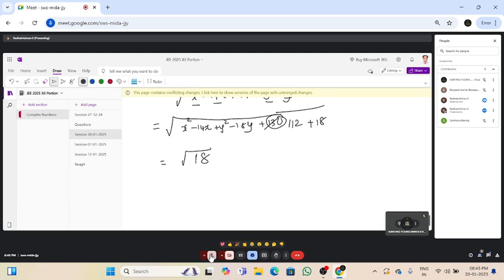Okay. So did you all get it? Yes, sir. 18, if we split it as 9 into 2, 9 is 3 squared, so now 3 root 2 comes, sir. Very good. Equal to 3 root 2.